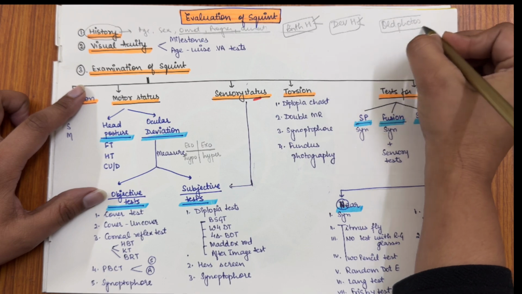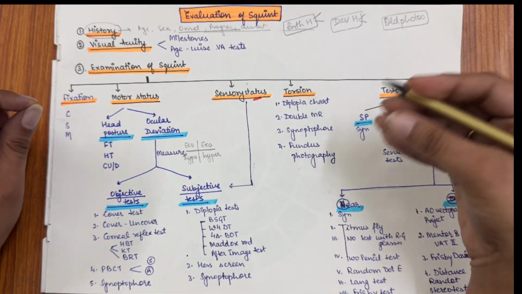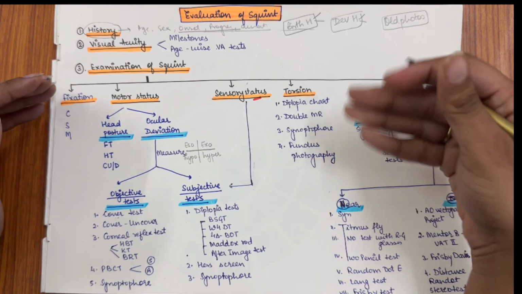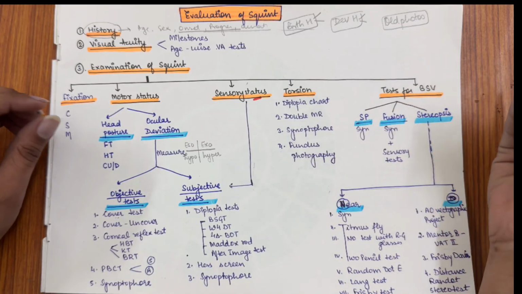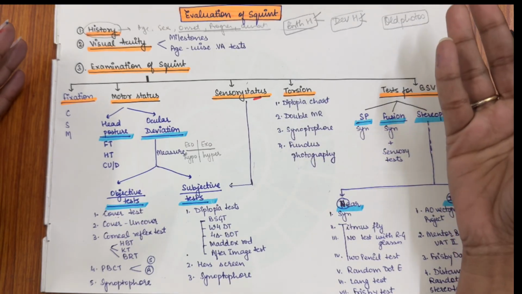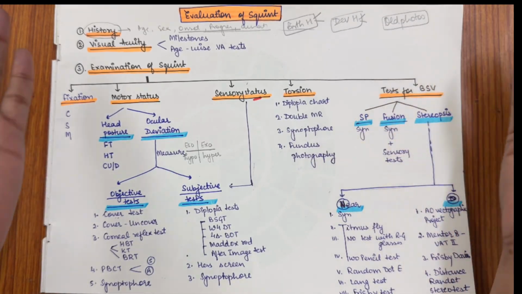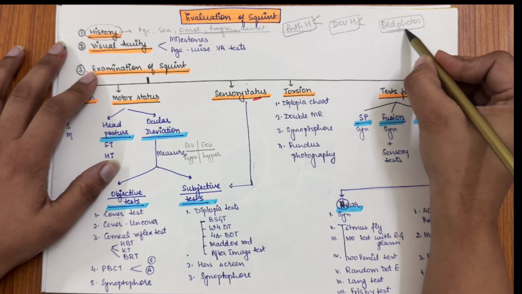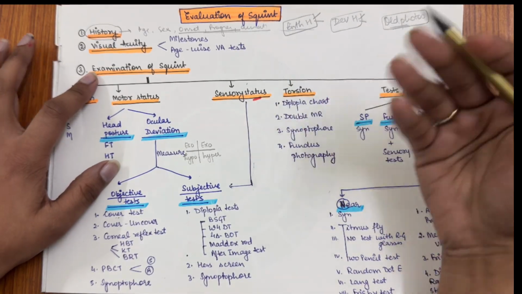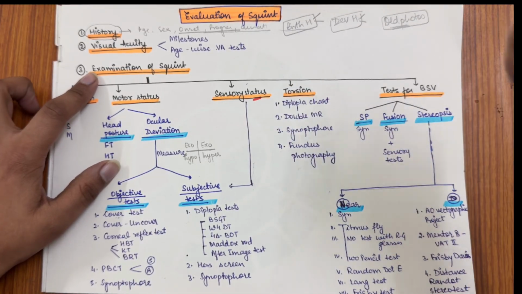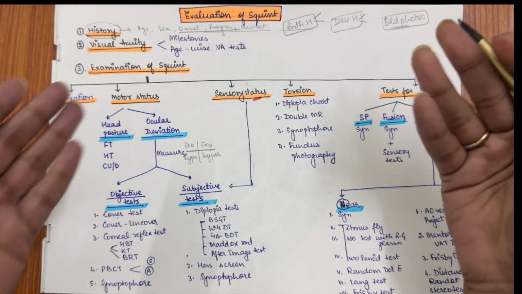Old photos will also help in evaluation of history of squint, especially in children, because parents are not able to actually tell you what is wrong and the child cannot speak. So this is the best way: you see old photos or ask for videos from the patient to understand the actual problem they are telling you.